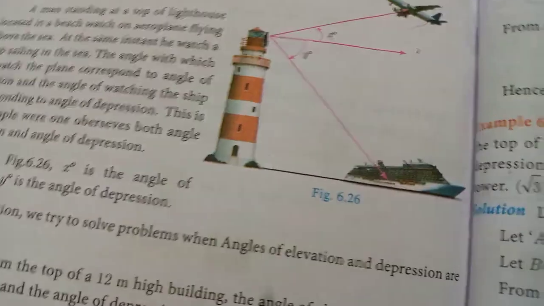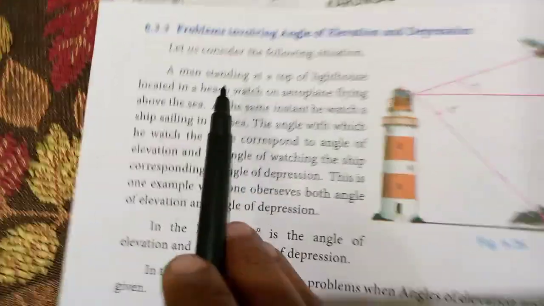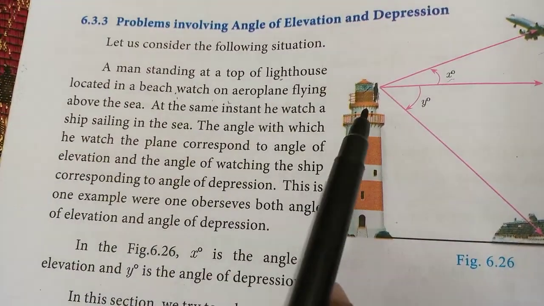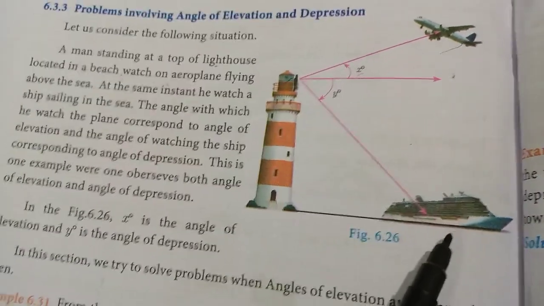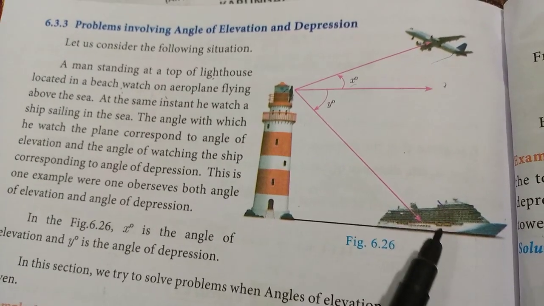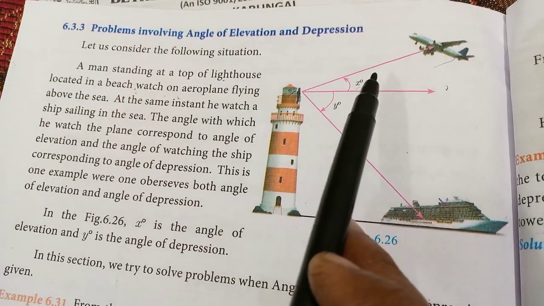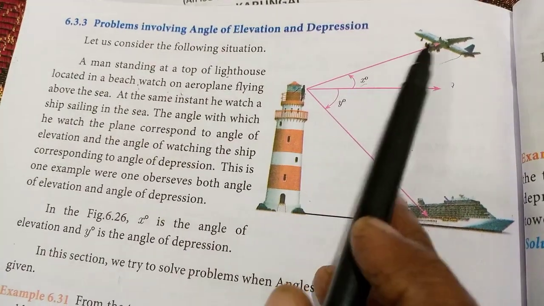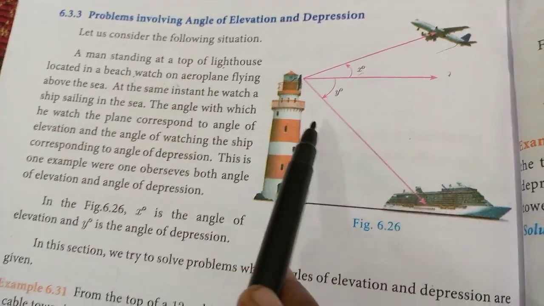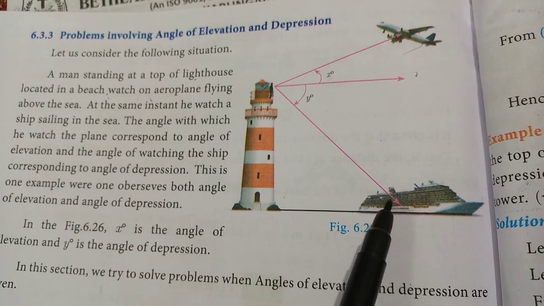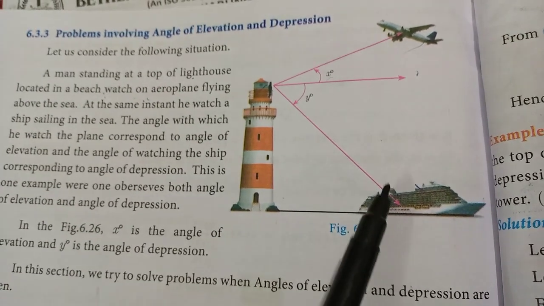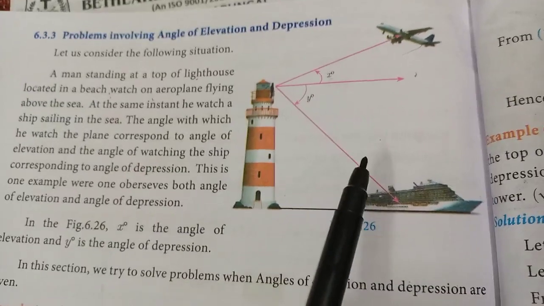Consider the example. A man standing at the top of a lighthouse located on a beach watches an aeroplane flying above the sea. At the same instant he watches a ship sailing in the sea. The angle at which he watches the plane corresponds to the angle of elevation, and the angle of watching the ship corresponds to the angle of depression. This is one example where one observes both angle of elevation and angle of depression.